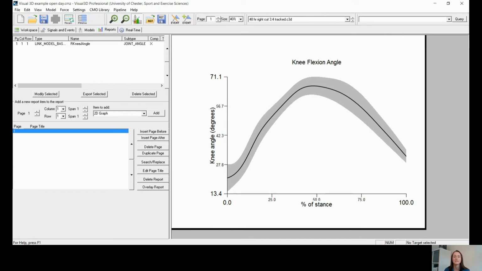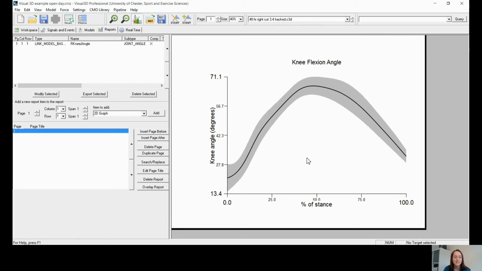We know that when athletes land in an extended knee position, it increases their risk of ACL injury. But I should say it's only one of many mechanisms associated with injury risk. There are some other mechanisms which are more related, such as knee abduction angle. Here, looking at this graph, the black line represents the mean, and this grey section represents the standard deviation of the 5 trials that I've quantified.